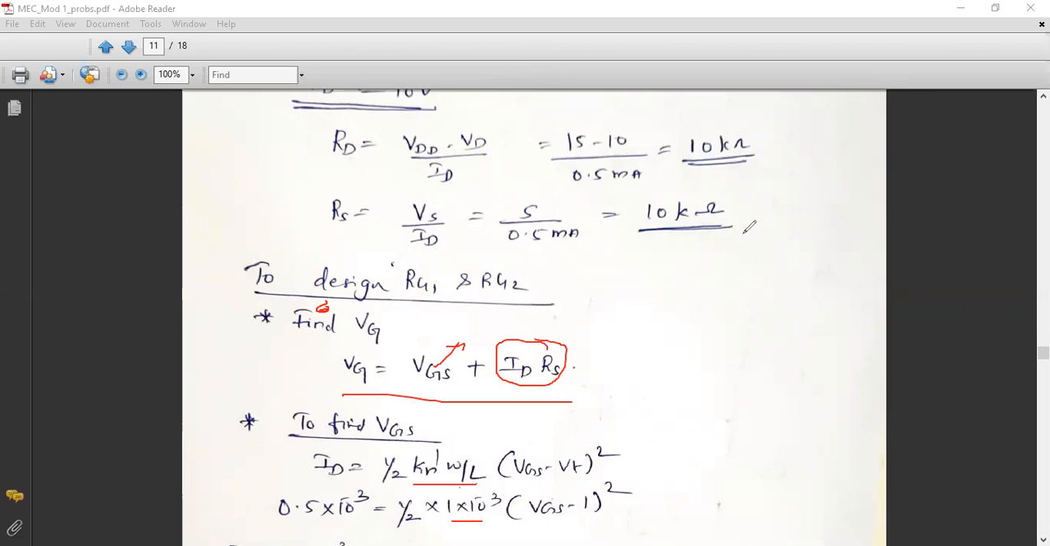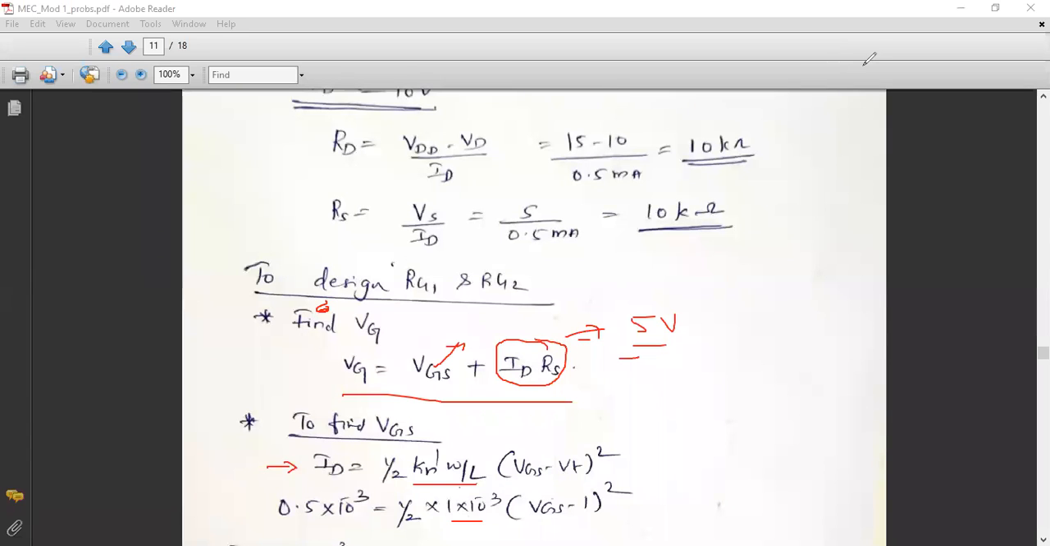Again, I'm repeating, you are going to design RG1 and RG2. So for finding RG1 and RG2, you require VG. To find VG, you apply the KVL in the lower loop, that is VGS plus IDRS. Here, IDRS is already known to you, this is 5 volt. So if you know the value of VGS, you can easily compute VG and thereby easily design RG1 and RG2. For that, you have taken the drain current equation in the saturation region and substituted everything. Tell me the answer for VGS.